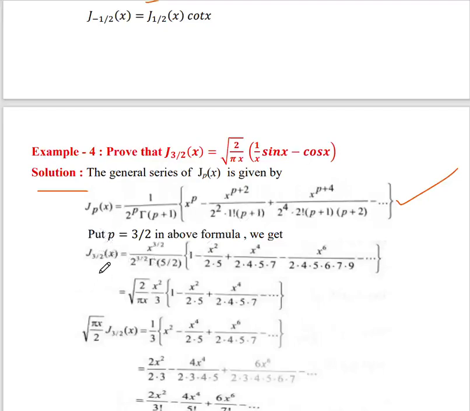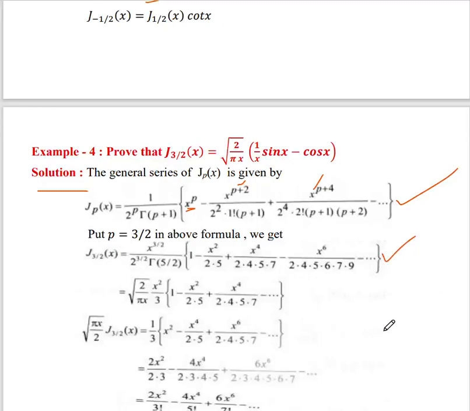Then we will get J 3 by 2 of x equal to, so take x to the power p common from this. So here will be x to the power 3 by 2, p means 3 by 2, upon 2 to the power 3 by 2 gamma of p plus 1, that is 3 by 2 plus 1, that is 5 by 2. Okay, so here we have taken x to the power p common, so here will be remaining 1, here x square, and here x to the power 4.